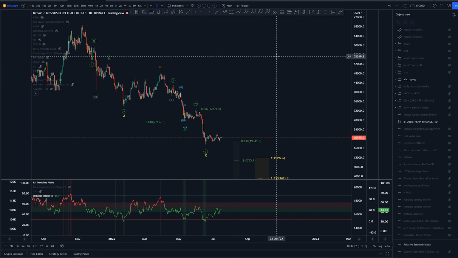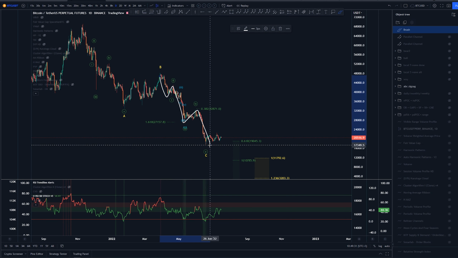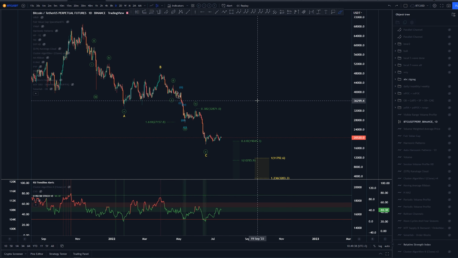So overall we have two different scenarios. One of them is saying that we have a 1, 2, 3, 4, 5 into an A wave, some kind of three-way structure into B, and then again 1, 2, 3, 4, and 5 into C wave, completing the wave structures down here at 17.8k. This is one possibility.